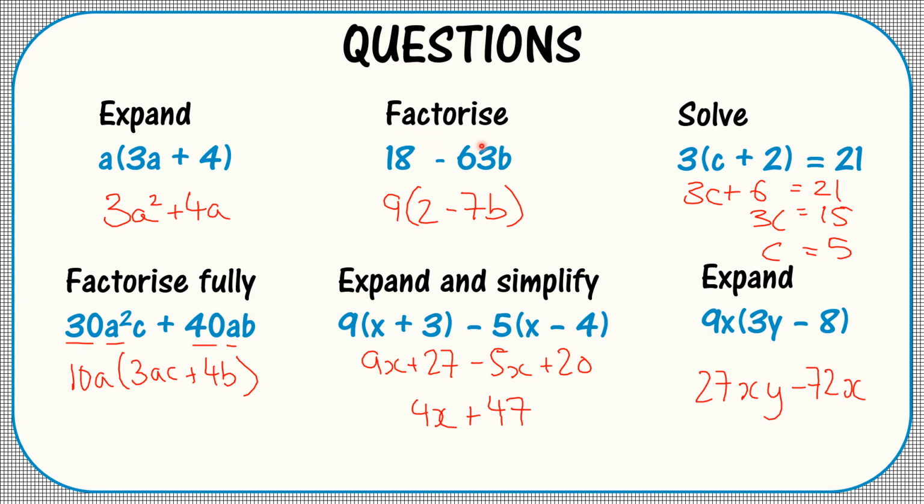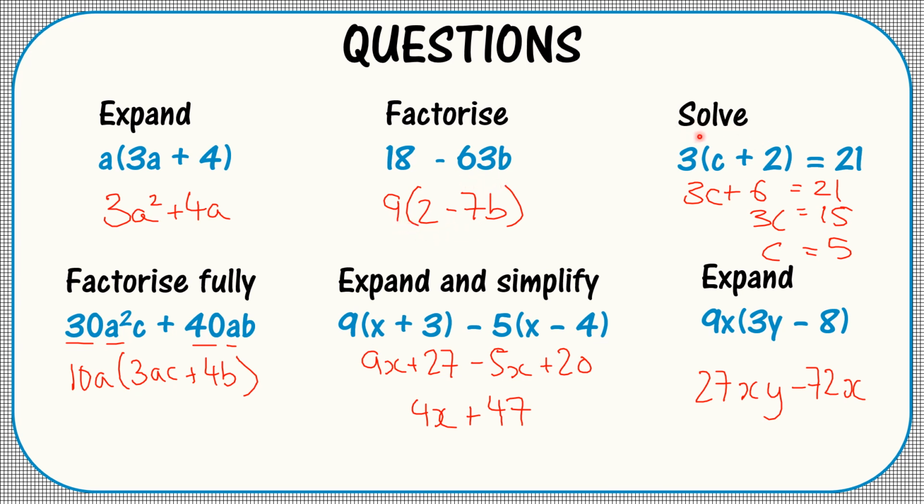The next question says factorize. You have 18 minus 63b. You look for the biggest or the highest common factor between 18 and minus 63. You should know the biggest number that goes into both of them is 9. So you take 9 outside the brackets. How do we get from 9 to 18? You multiply it by 2. And then how do we get from 9 to minus 63b? You multiply it by minus 7b.